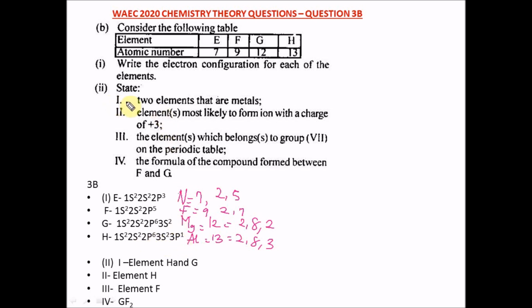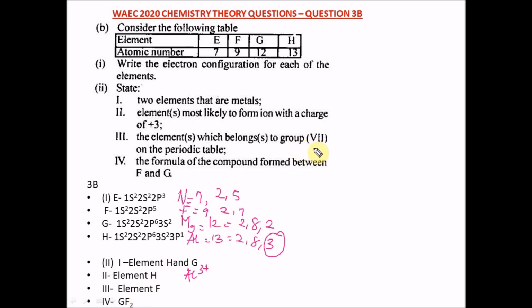Part II says state the ones that are metals. We know that magnesium and aluminium are metals. So element H and element G are metals. Part III says which element will most likely form an ion with a charge of +3. The answer is aluminium, Al3+, because when aluminium goes into a reaction, it loses these 3 electrons. So it forms the ion Al3+, and aluminium is H.